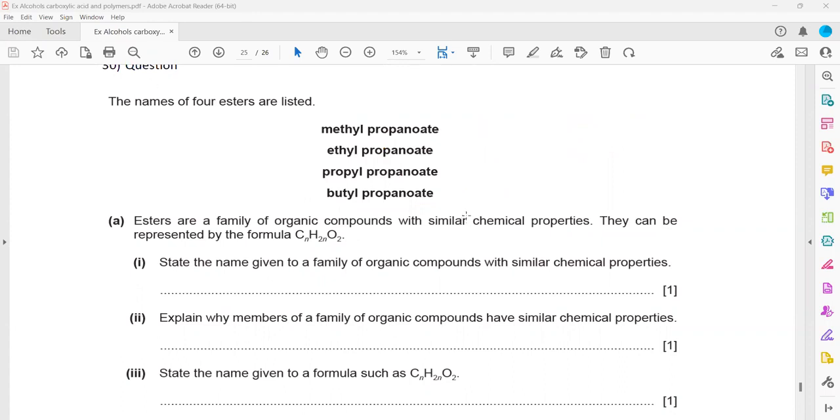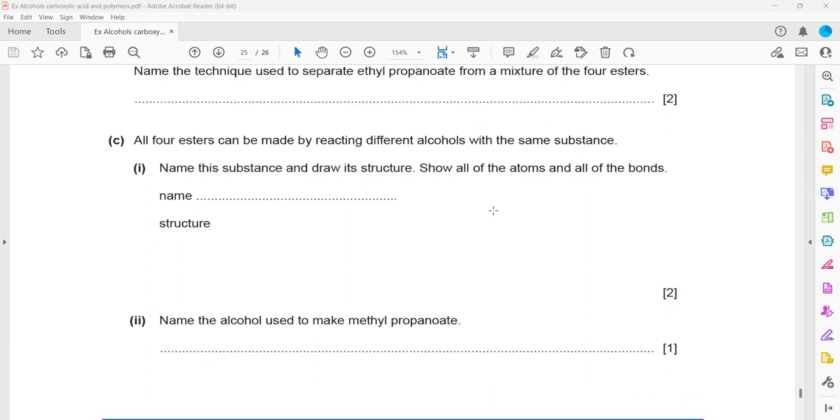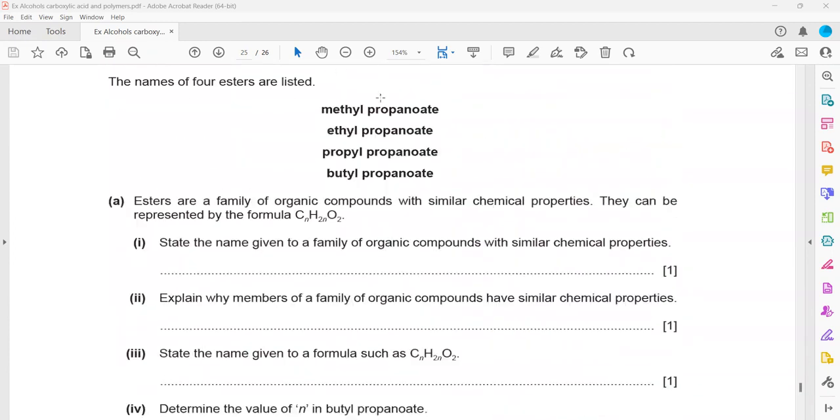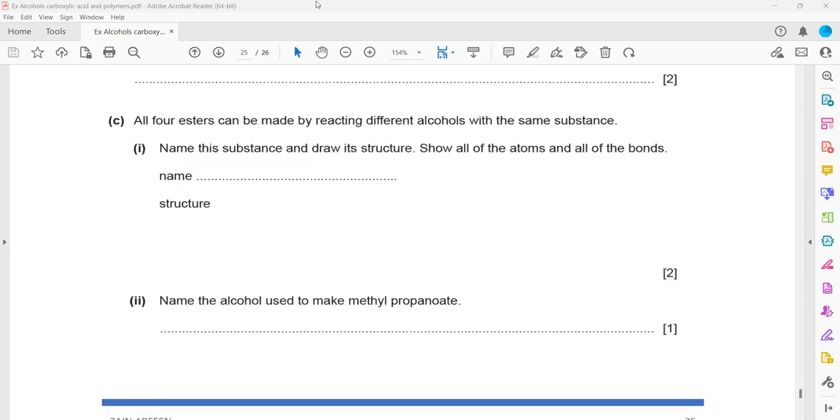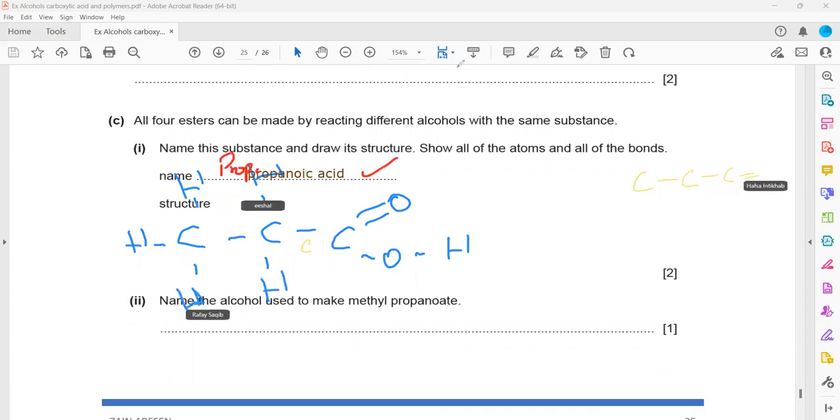The value of n is the total number we count from the compound. All esters can be made by reacting different alcohols with the same substance. Name that substance. Which is the common reagent? Propanoic acid, because all are propanoates. You can draw the structure of propanoic acid. Whenever you draw, you should represent all the bonds and all the atoms.